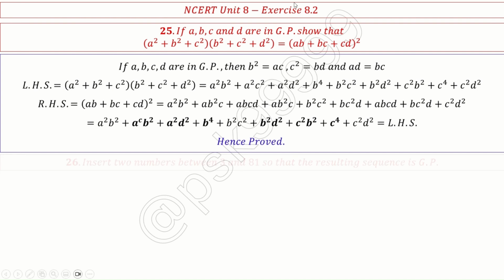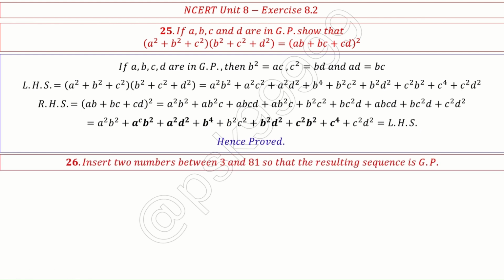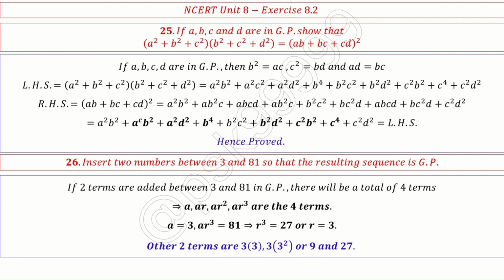Next. Insert two numbers between 3 and 81 so that resulting sequence is in GP. If I insert two numbers between 3 and 81, there are total 4 numbers. So total 4 numbers are in GP, correct? So once you know this, this is very simple. So let those 4 numbers be a, ar, ar square and ar power 3. These are the 4 terms.